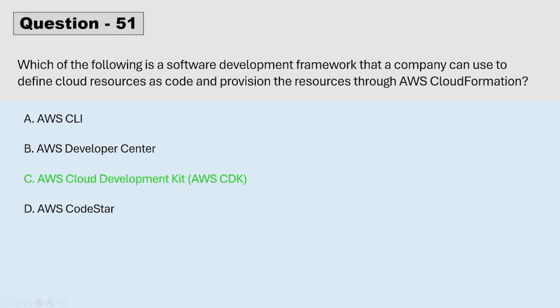Now AWS CodeStar. It is a fully managed service for quickly developing, building, and deploying applications on AWS. While it includes features of continuous integration and deployment, it is not primarily focused on defining cloud resources as code using a framework like CloudFormation. But in the question, it is clearly mentioned through AWS CloudFormation. So option C is correct here.